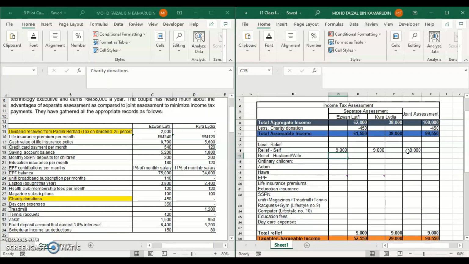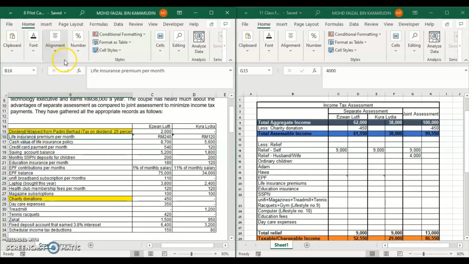Okay, so the second item, if you go for the joint assessment, then only you will be entitled to 4,000. Separately, you are not entitled to any relief. So that would be the advantage if you go for joint assessment. Then you will get an extra 4,000 relief. But which one is better? At the end of the day, we will check then.